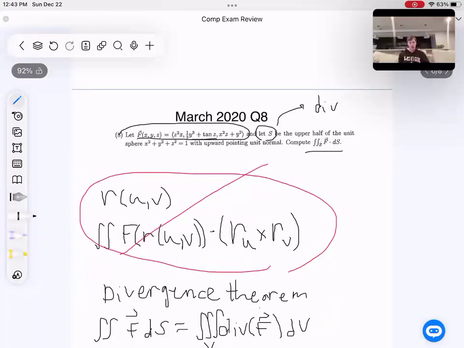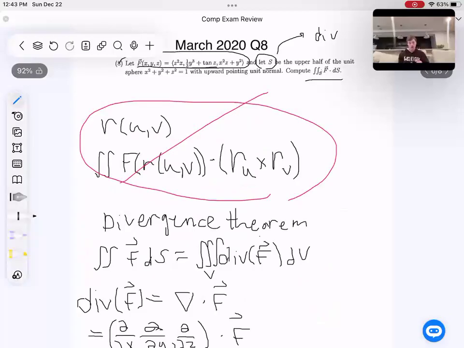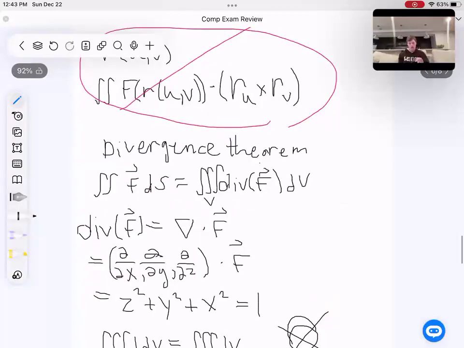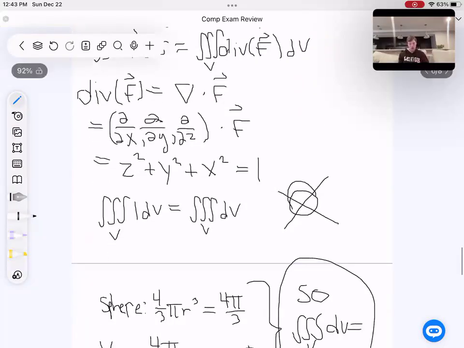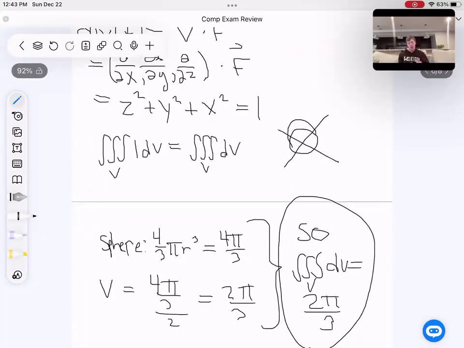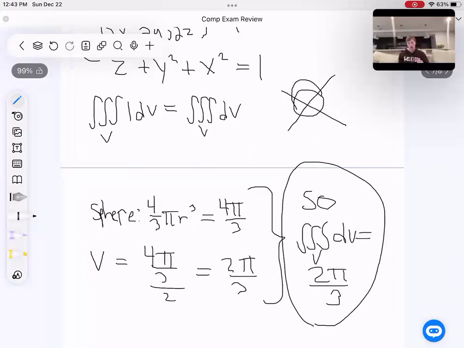So yes, just an overview. We decided not to do it the traditional way. We used the divergence theorem. When we computed the divergence, we saw that it was just x squared plus y squared plus z squared, which on our surface is just going to be 1. And so then we know that we're just integrating that over our 3-dimensional region, and that is going to be just the volume formula for the half sphere, which we can easily find without doing any calculus. We can just remember that the volume of a sphere is 4 pi over 3.